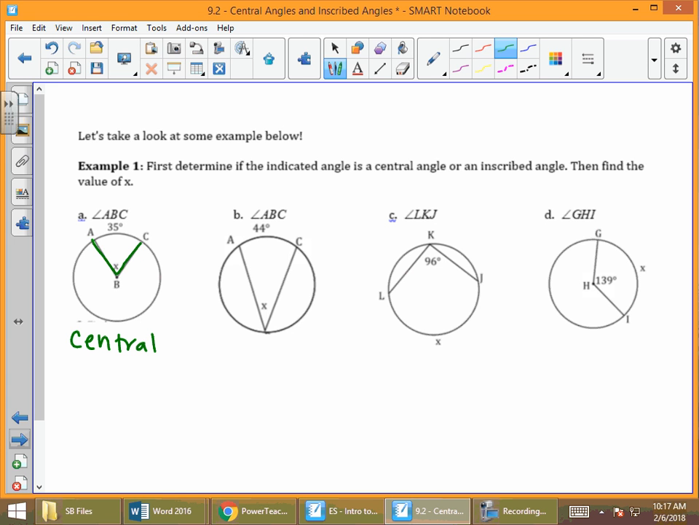Okay? Well, x is that angle, so whenever my angle is missing, that's what I'm trying to find. I go to the intersected arc, the arc in between that angle. And what do we know about the central angle and the arc? They are the same. So if that arc is 35, what's that angle going to be? 35.